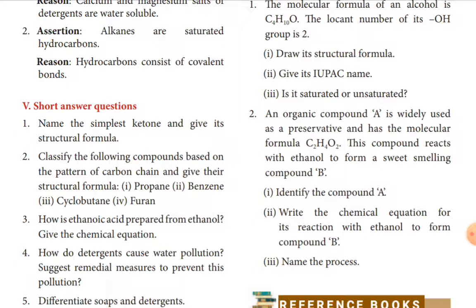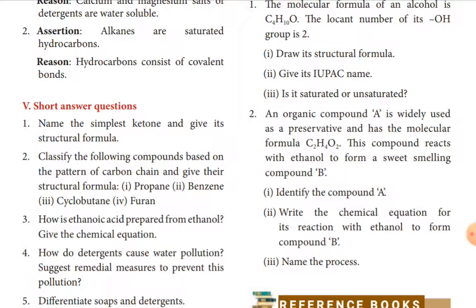How is ethanoic acid prepared from ethanol? Give the chemical equation. Ethanoic acid is prepared by the oxidation of ethanol in the presence of alkaline potassium permanganate or acidified potassium dichromate. So the formula is CH3CH2OH, with KMnO4 or K2Cr2O7 oxidation, gives the products acetic acid or ethanoic acid, CH3COOH, plus water.